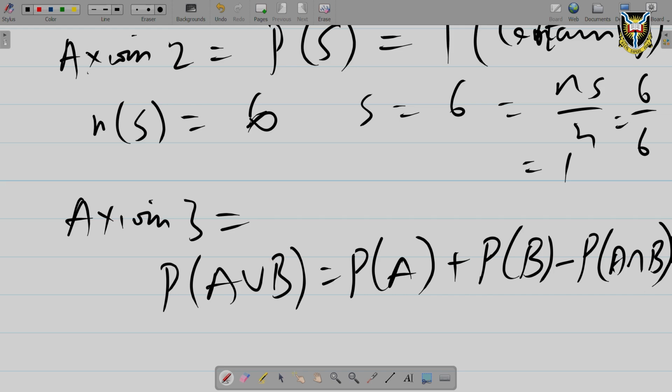Okay? Now, we said this. This is what we call the additive rule. All right? But in a situation whereby we have what we call a mutually exclusive event. And what do we call a mutually exclusive event? It is an event where occurrence of one prevents the other from occurring.